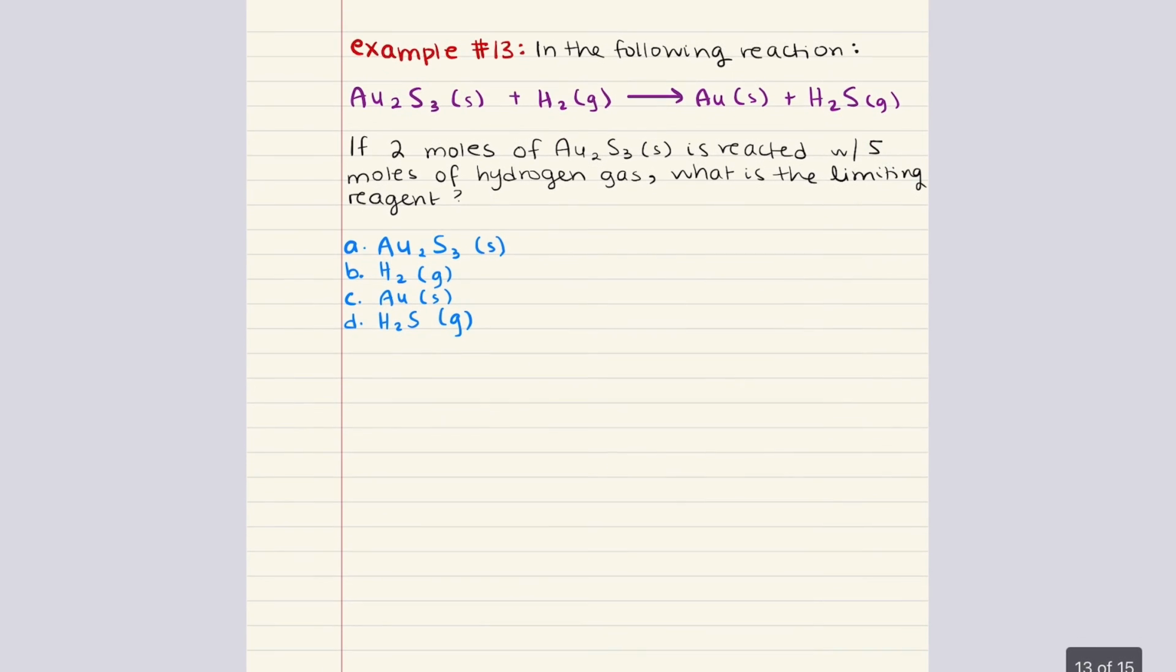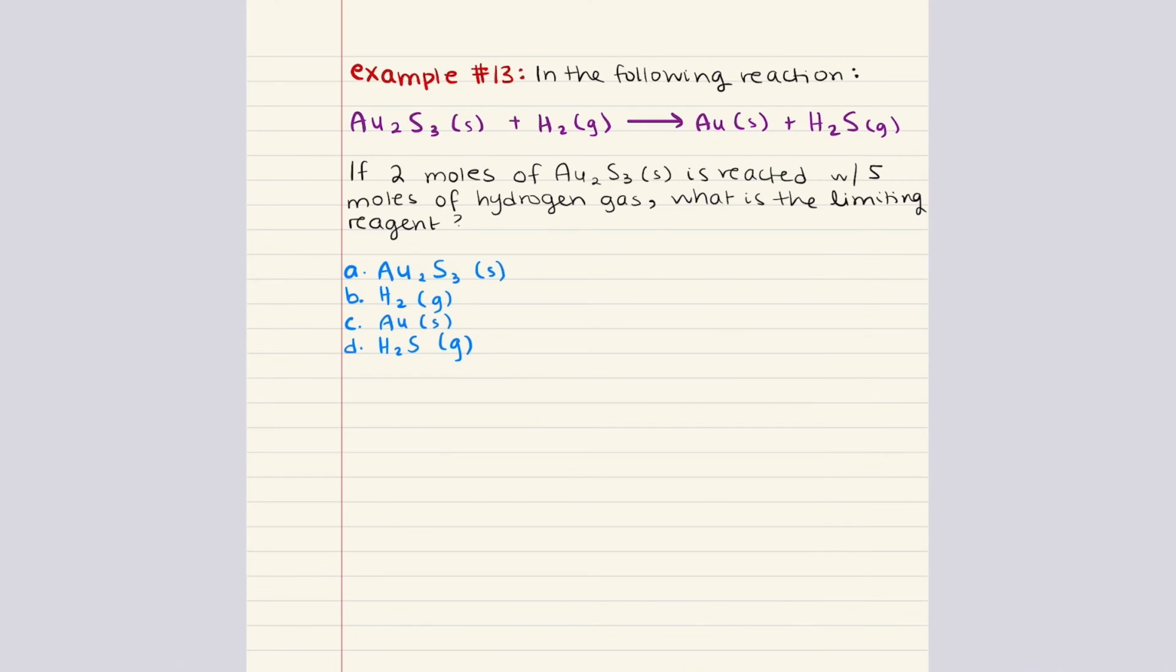Wonderful. Let's move on to problem 13. Problem 13 says in the following reaction, we have gold 3 sulfide reacting with hydrogen gas to give us gold and hydrogen sulfide. Now, if 2 moles of gold 3 sulfide is reacted with 5 moles of hydrogen gas, what is the limiting reagent? Now, the first thing we have to do is we're given this reaction, we're not told it's balanced, so we would have to check if it is balanced or not before we start our work.